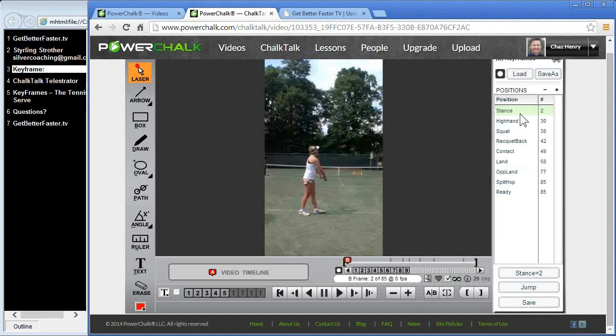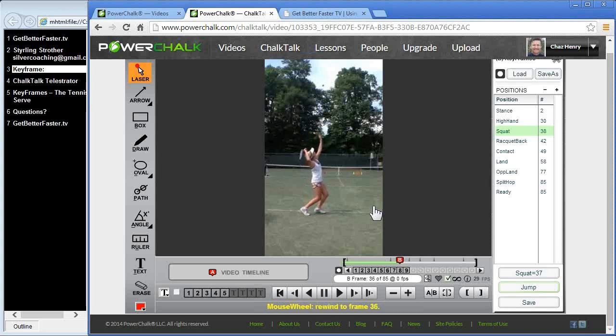One of the things, obviously, is that stance is a very important place to begin with your student, so you need to identify that. The next place is a high hand. The high hand position is what you define as the highest point of the non-hitting arm. In the case of Chloe, she's a right-hander, so that would be her left hand. So where is the highest point that she stops her left hand? We've got that at 30. And then the next is the squat position, where she is at the bottom of her squat, ready to explode upward, or leg drive upward.